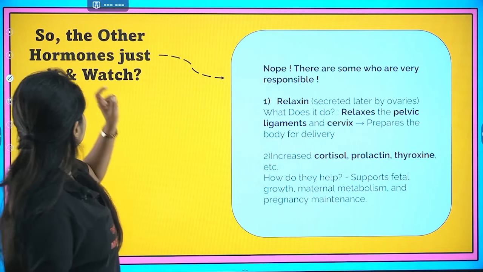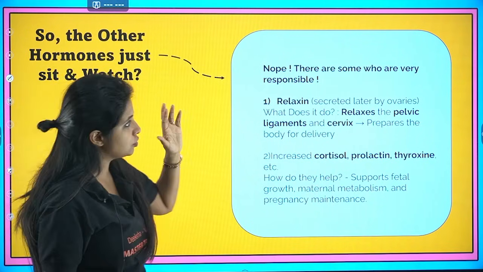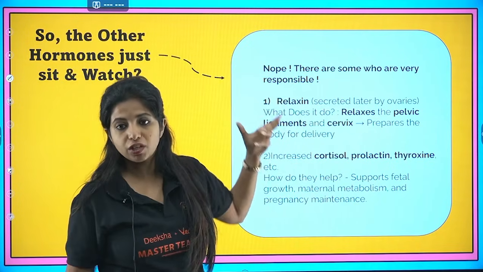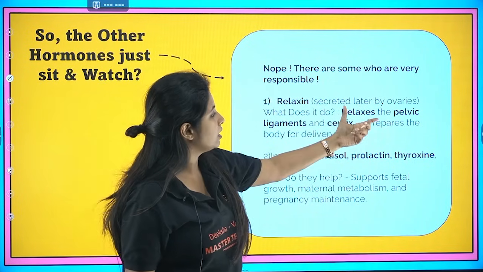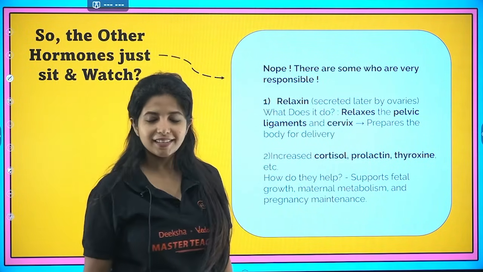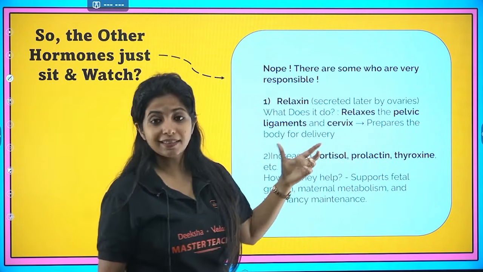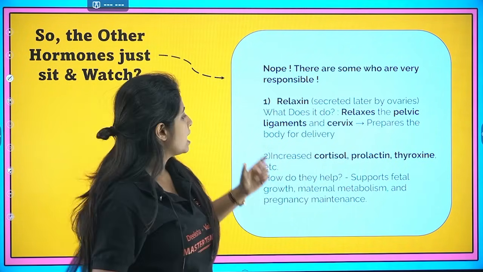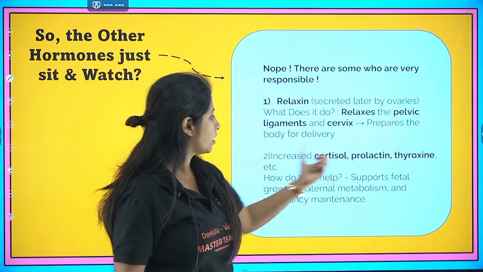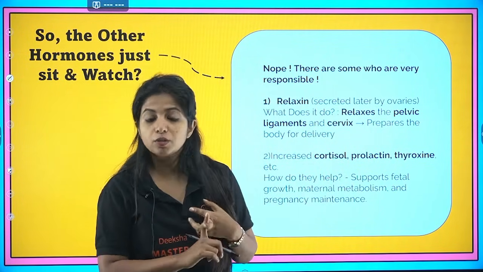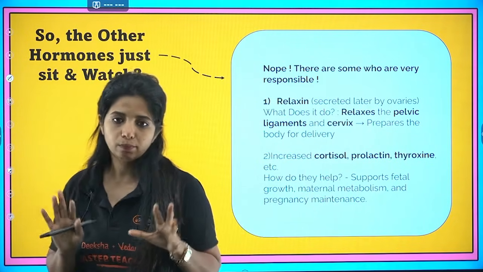Now, what do you have? So, other hormones, do they just sit and watch? No, there are certain things which are responsible for very important functions. For example, relaxin. Relaxin is secreted by the ovary during the later phase of pregnancy. It relaxes the pelvic ligaments and the cervix so that the baby can easily move out. Increased cortisol, prolactin and thyroxine are there. How do they help? They support fetal growth, maternal metabolism, that is the mother's metabolism, and also pregnancy maintenance.